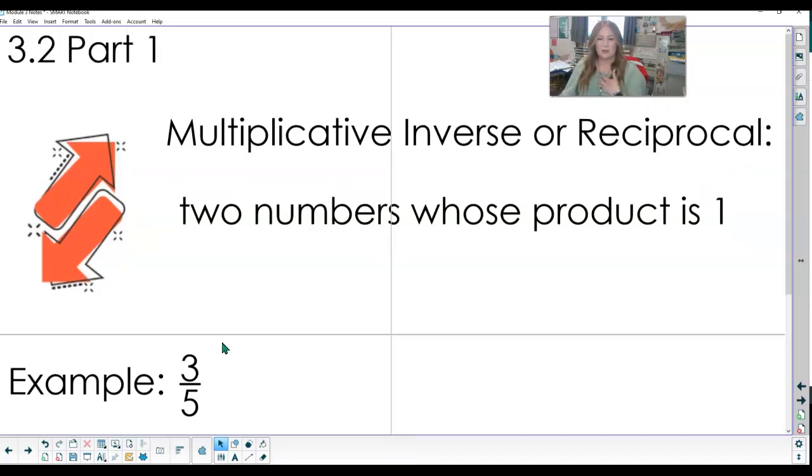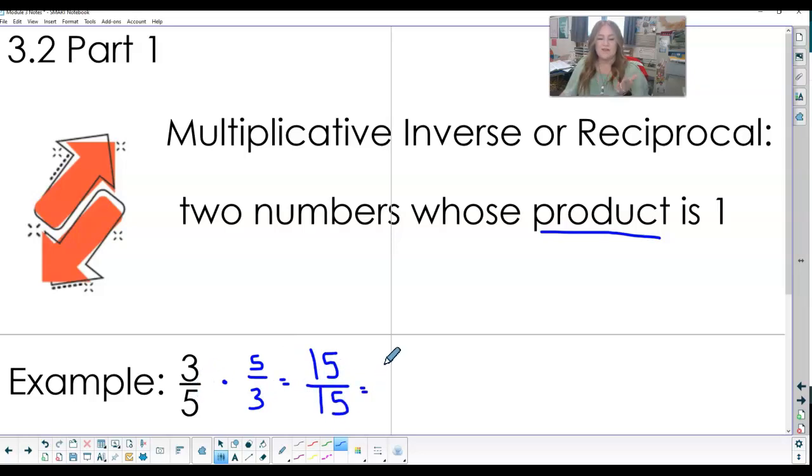So let me show you what we mean here. Two numbers whose product is 1 is our definition. If we have 3/5, if we use the reciprocal, right, flip it upside down, 3/5 becomes 5/3. And product tells us the answer to a multiplication. So if we multiply, 3 times 5 is 15. 5 times 3 is 15. 15 divided by 15 is 1. So their answer is 1 because we just multiplied by its opposite.